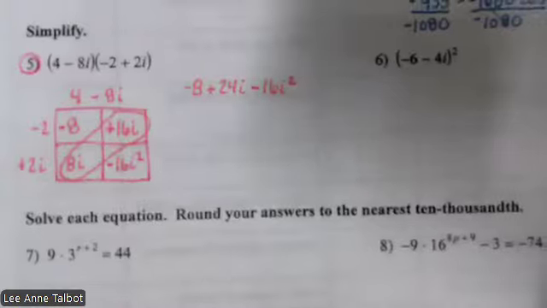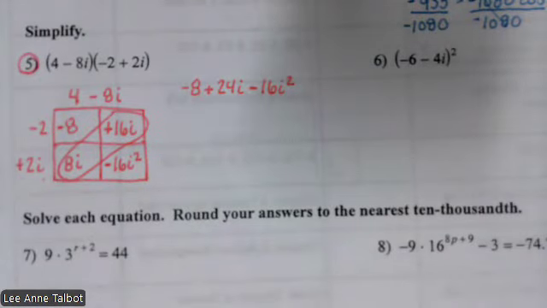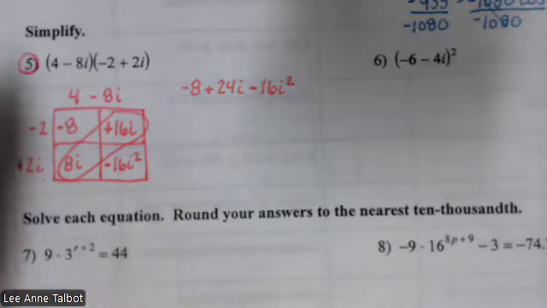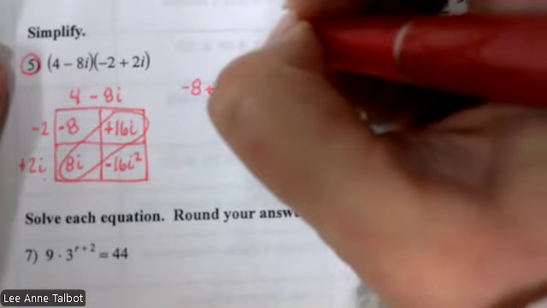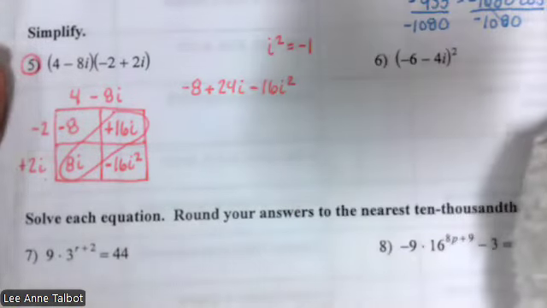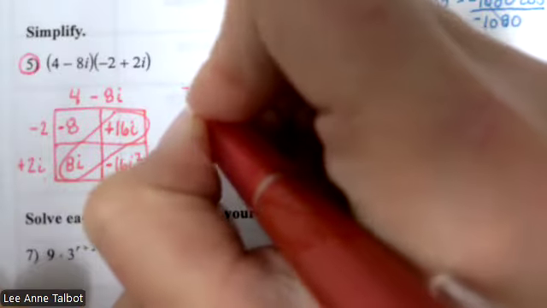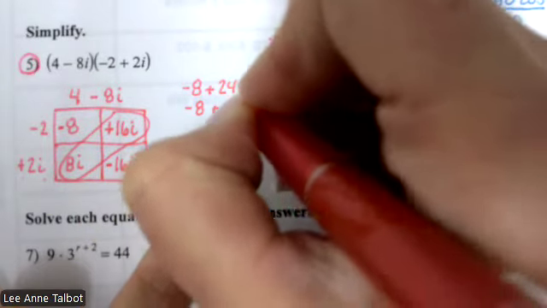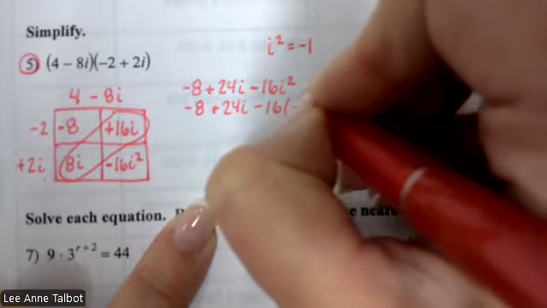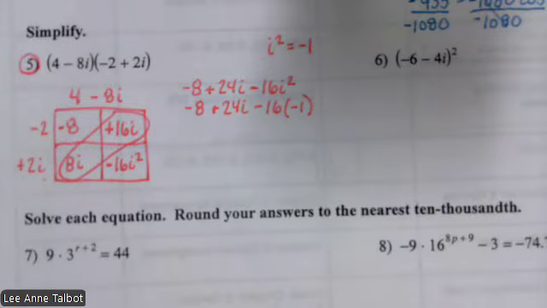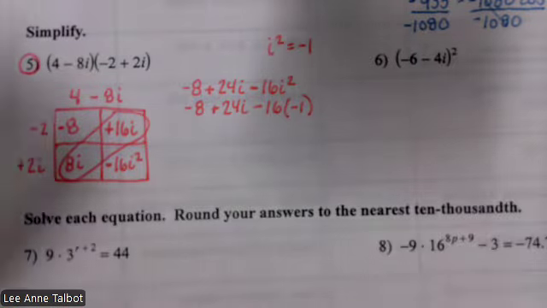Now if this problem had any other letter in it than i, I would be done. So if those were x's or p's or smiley faces or anything else, the problem would be over. But i has a special property, if you remember. i squared is negative 1. So I substitute negative 1 in for i squared.